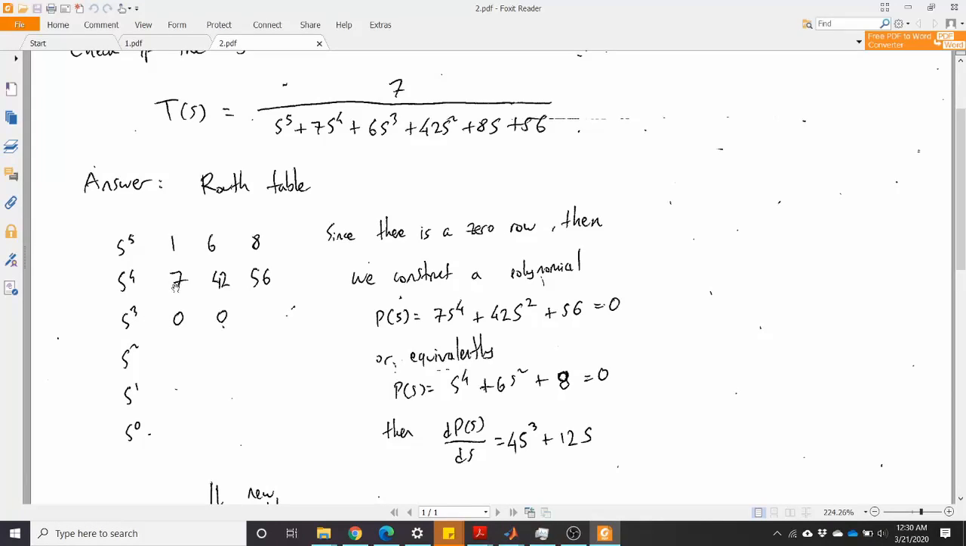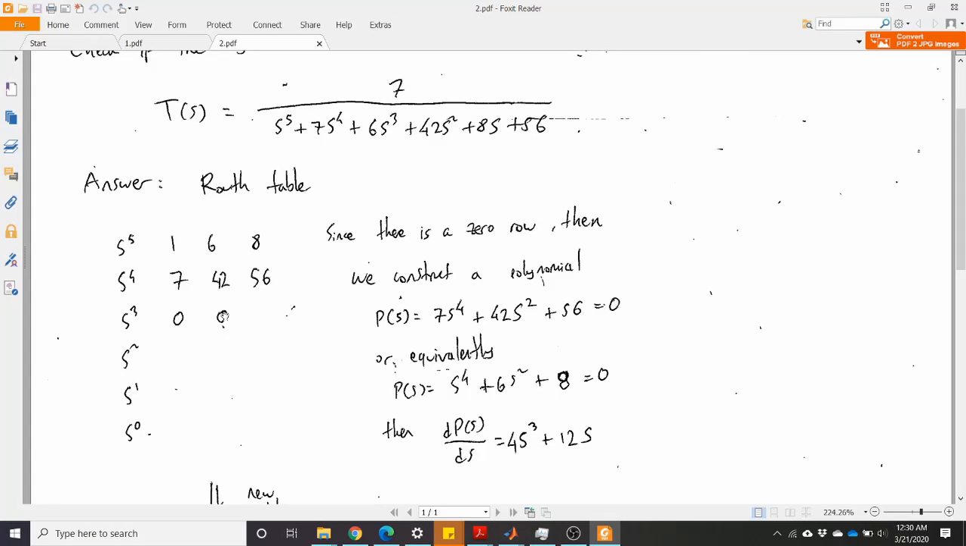So let's do this. We'll multiply 7 and 6. 7 times 6 is 42, minus 1 times 42 is 0, divided by 7 is 0, so we put 0. Oh, we have another 0 in the first column. Similarly, on the second column, 7 times 8 is 56, minus 1 times 56 is 0, divided by 7 is 0 again. So we get 0 on the third row.